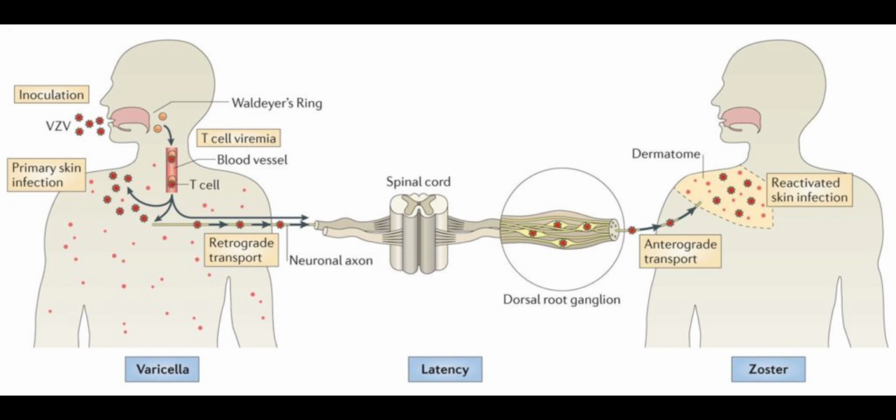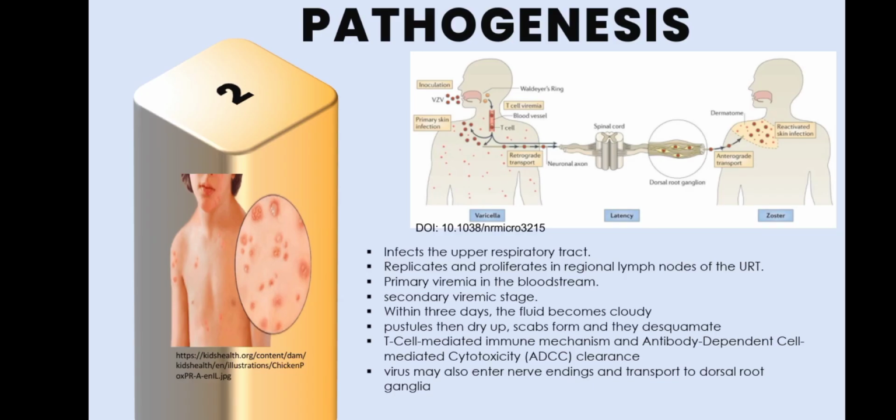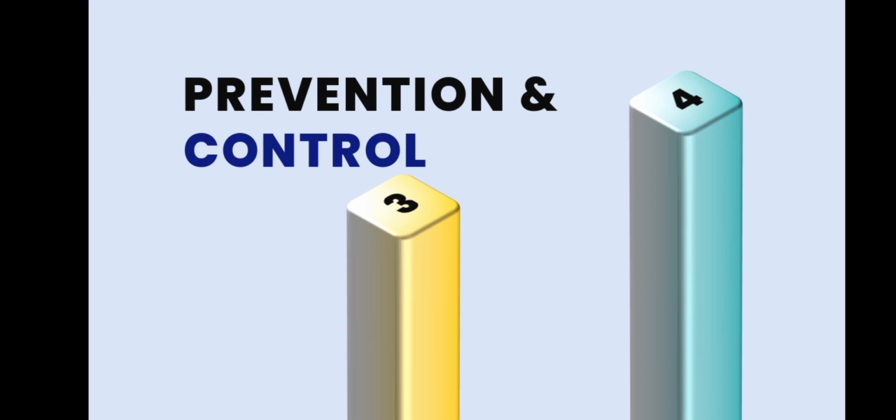The virus-infected host cells are cleared by T-cell mediated immune mechanisms and antibody-dependent cell-mediated cytotoxicity, or ADCC. The virus may also enter nerve endings and be transported to dorsal root ganglia, where it remains dormant in sensory nerve ganglia. After infection, the virus remains latent in cranial nerve and dorsal root ganglia, with reactivation causing dermatomal zoster or, in the immunocompromised host, disseminated zoster.